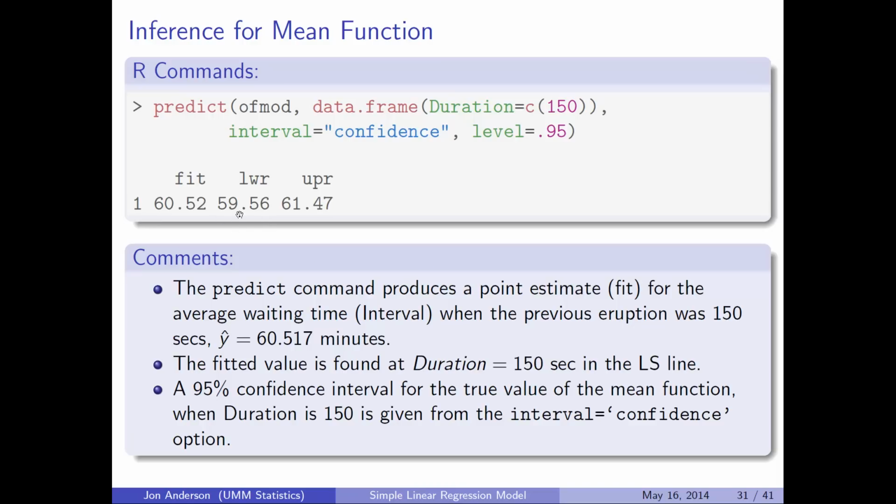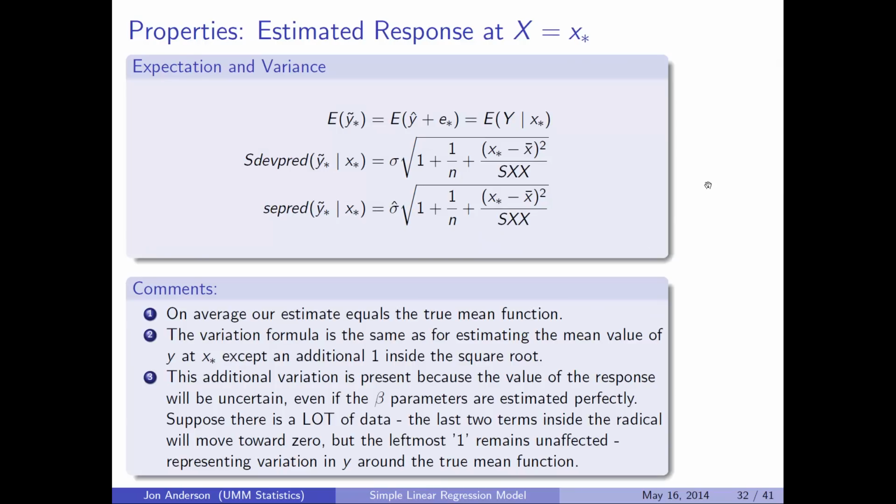It looks like you're going to be typically waiting about 60 minutes or so. Maybe as little as 59 and as high as about 61 or 62 minutes. This is a confidence interval about what the mean function is doing. This is not a statement about what a particular waiting time for the geyser would be, because that's the next thing, about what an actual value of waiting time would be. We'll work more on that distinction after we talk about the actual value of y.